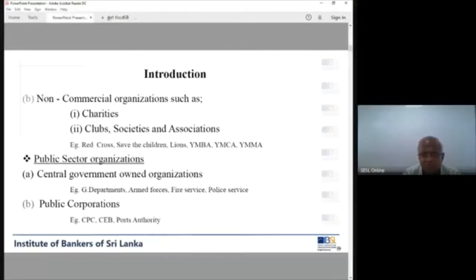Departments, armed forces, fire service, police service, they are central government. Controlled by the administration, done by the government. Appointment of the CEOs is done by the government, right? The promotions and salaries are paid by the government, right? But the thing is, there are earnings. Sometimes the government postal department, railway department, their earnings, the revenues, they can't use their revenue.